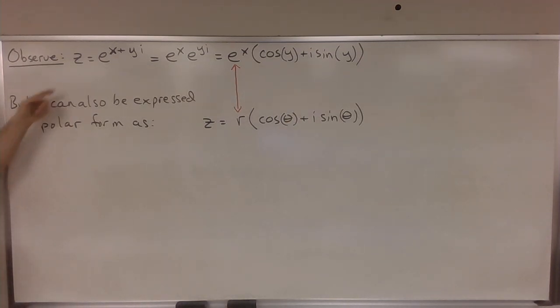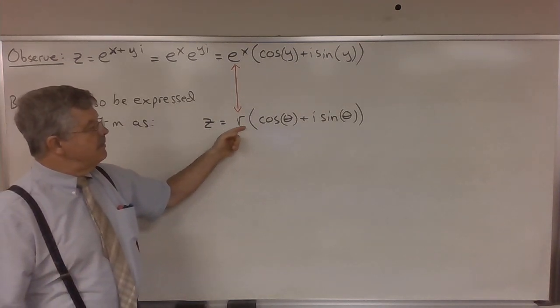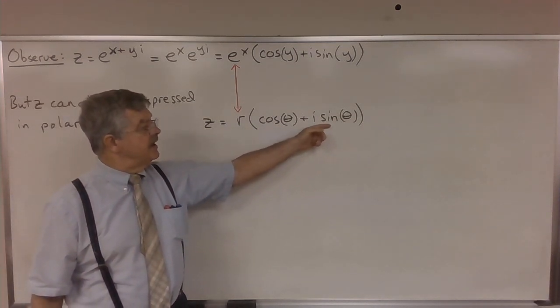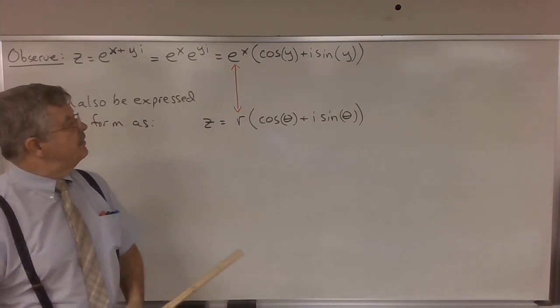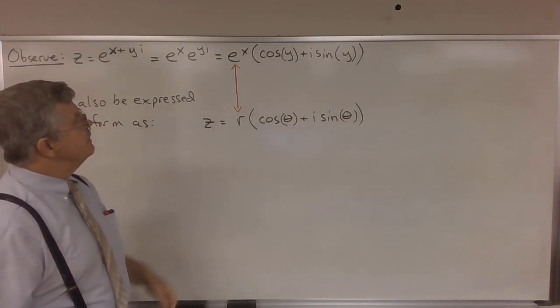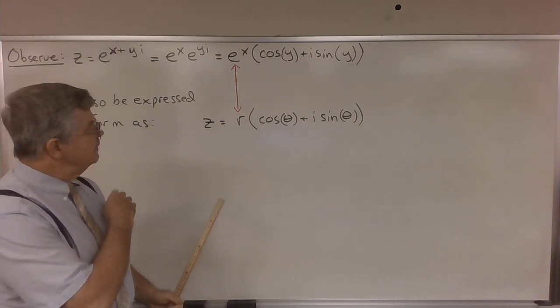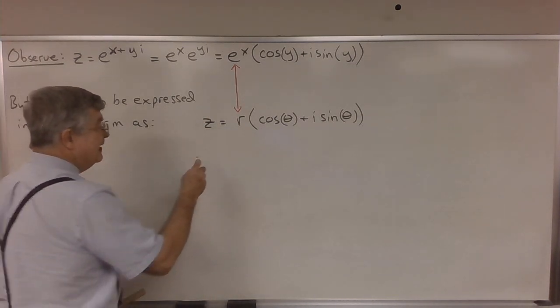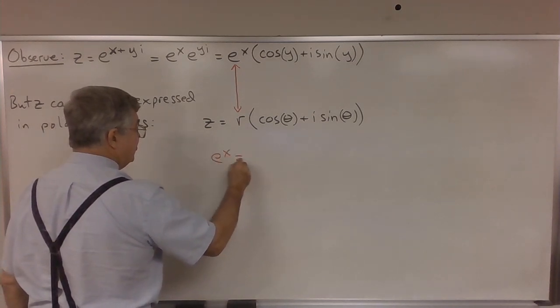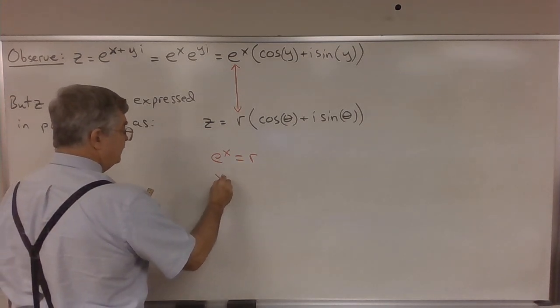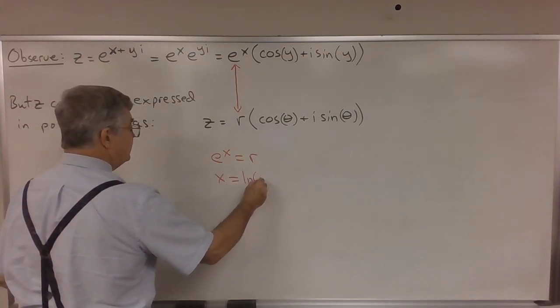But since z, this number, can also be expressed in polar form as a magnitude or a modulus times cosine of theta plus i sine of theta, there are a number of things that we can equate here. e to the x has to be the same thing as r. Or we can write that x is natural log of r.